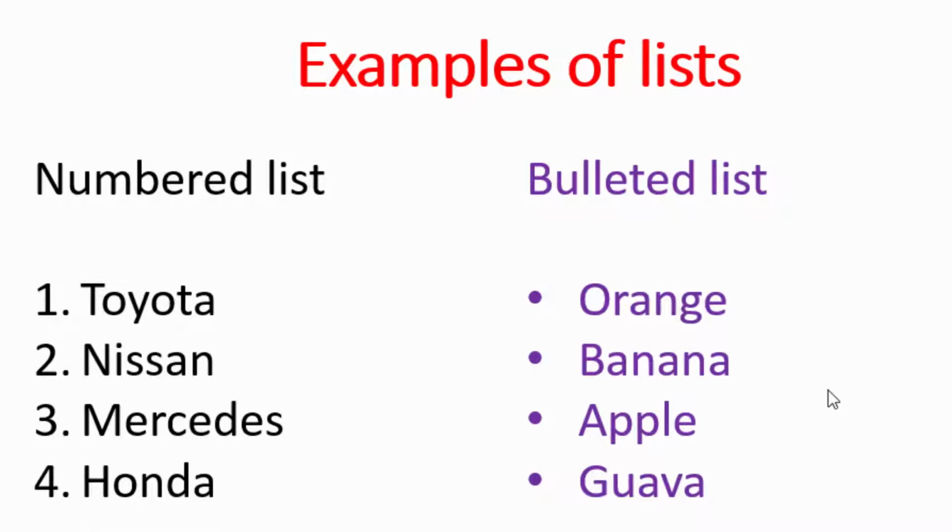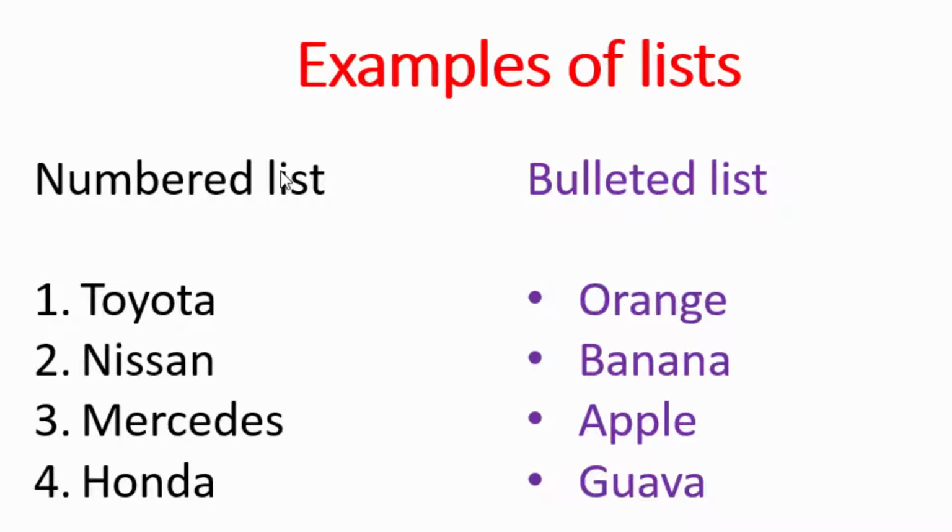Today we want to look at lists. Lists are simply a group of related items. For example, you can have a group of fruits, a group of vehicles, as you can see here. And we have two types of lists.